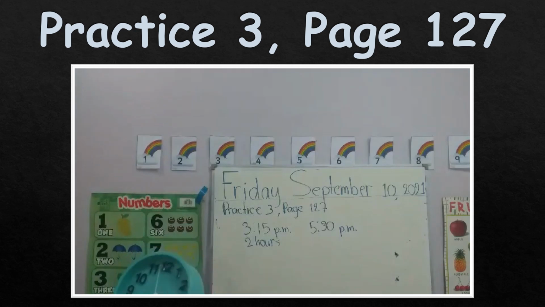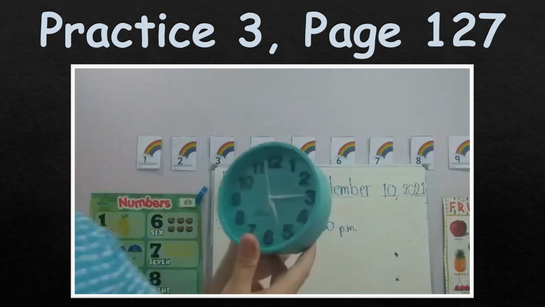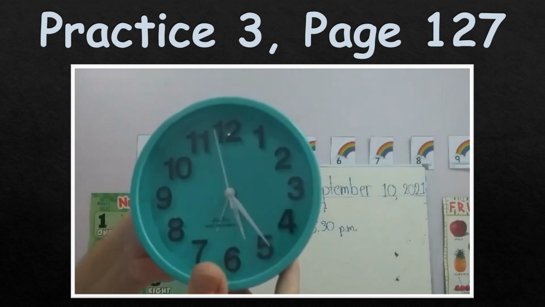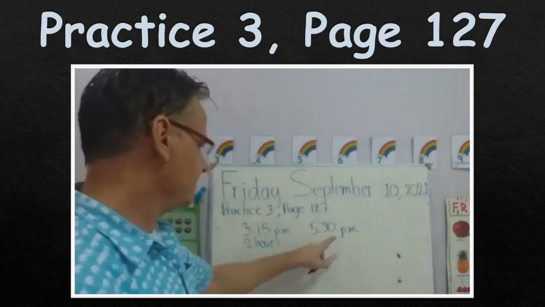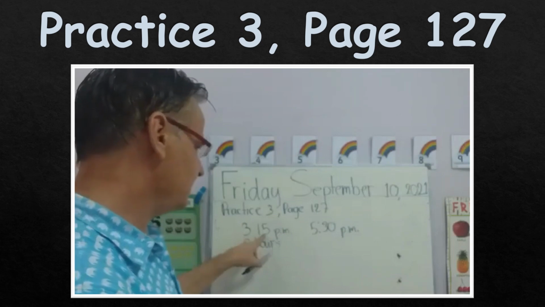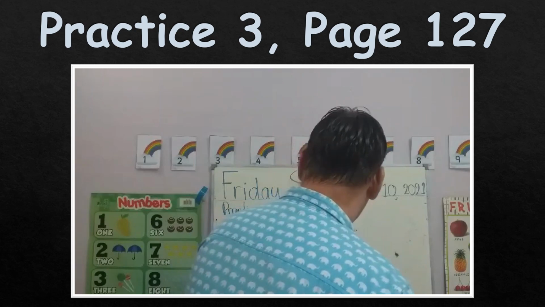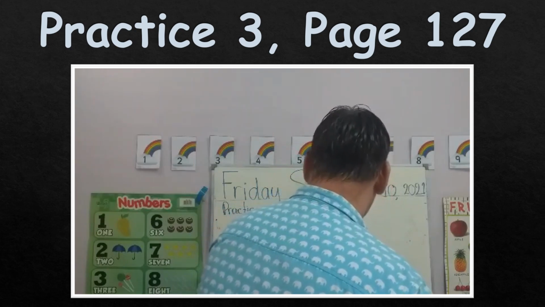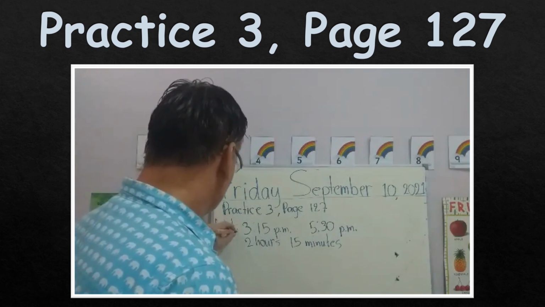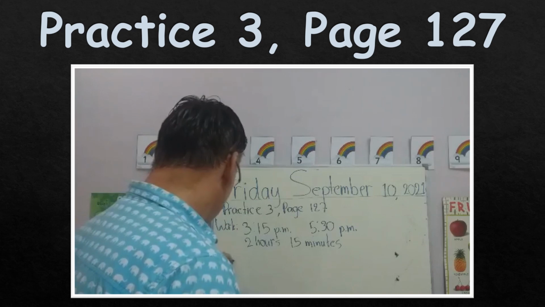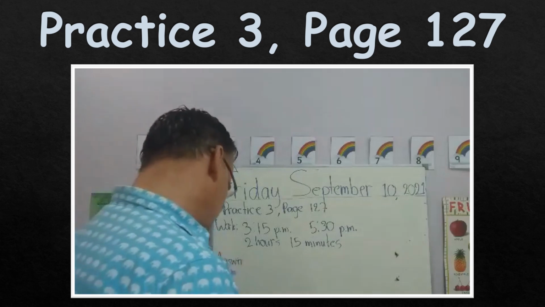And how many minutes before it is 5:30? You can see how many minutes. 5, 10, 15. Now it's 5:30, right? So you can also just do 30 minus 15 is 15. 2 hours, 15 minutes. Now this was again working, and then answer. The question was how long was the piano class?